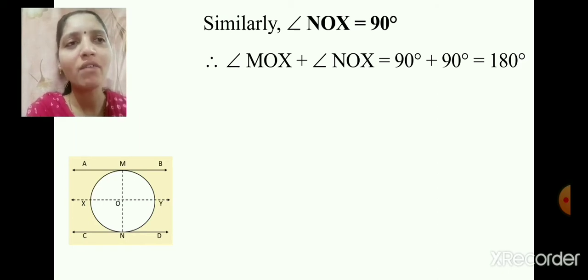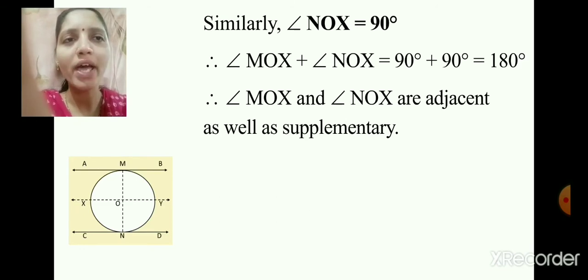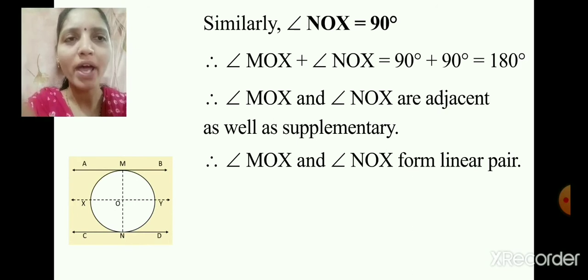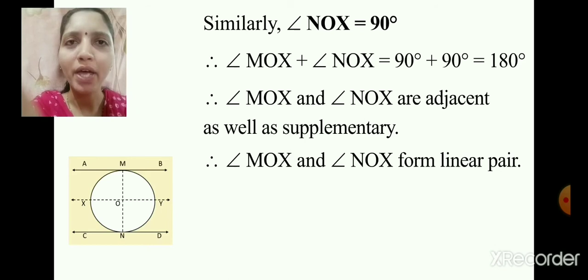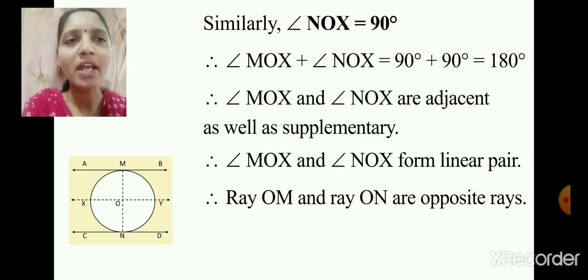Why are they 180 degrees? Because they are adjacent angles. Therefore, angle MOX and angle NOX are adjacent as well as supplementary. Therefore, angle MOX and angle NOX form a linear pair. We know that adjacent angles forming a supplementary sum form a linear pair. Therefore, ray OM and ray ON are opposite rays.